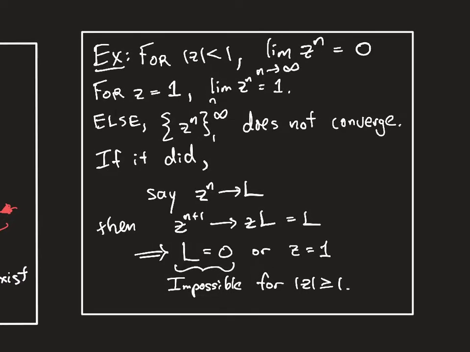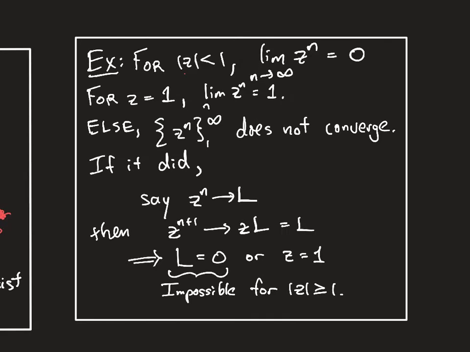Let's take a complex number z with modulus less than 1 and consider the limit of z to the n. So the limit of z to the n as n goes to infinity will be 0 because the modulus of z to the n is just the modulus of z to the n, and so this will be a number less than 1, and we know from calculus or real analysis that this would go to 0. Of course, when z equals 1, this limit is just going to be 1 because all the numbers are 1.